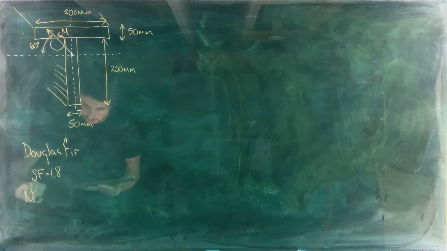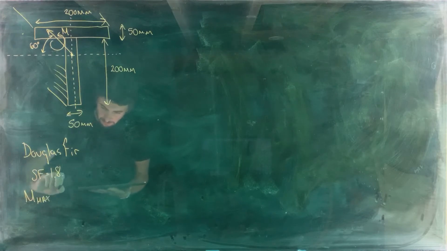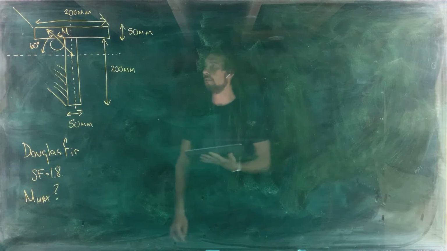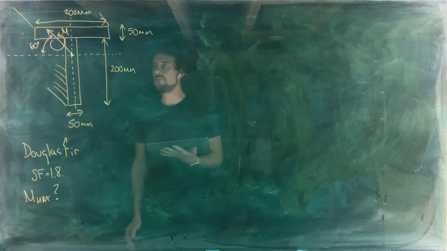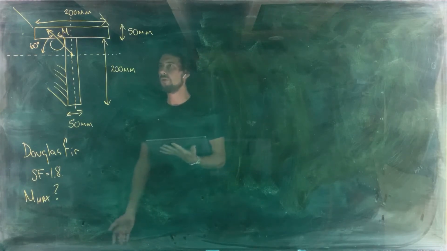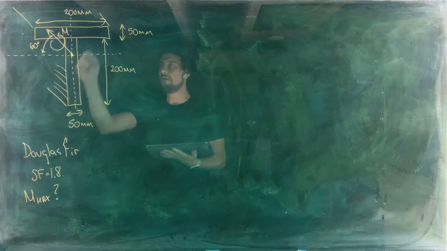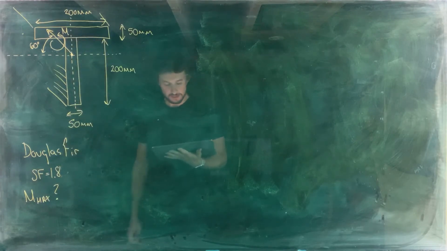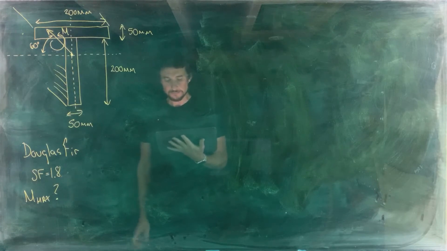Okay. So there's our question. Okay, so simple little problem. T-shaped beam made out of Douglas fir wood, off-axis moment that's going to be at 60 degrees to the horizontal. What is the maximum value that moment can be if the safety factor requirement is 1.8?